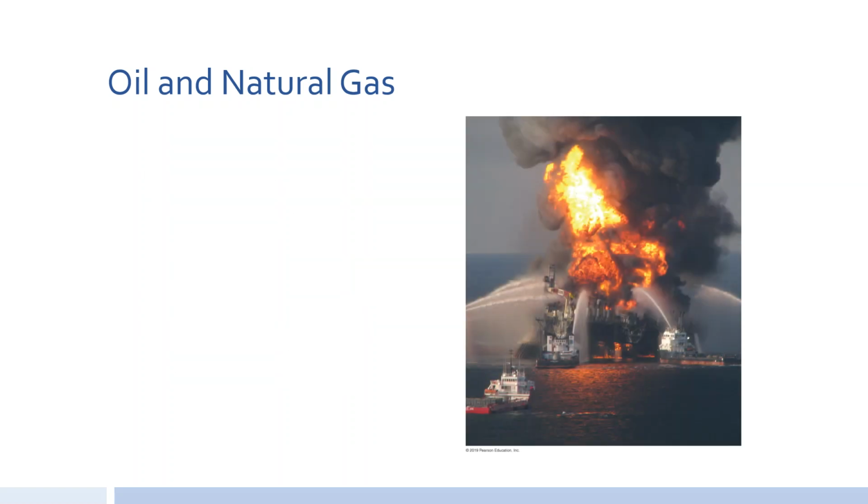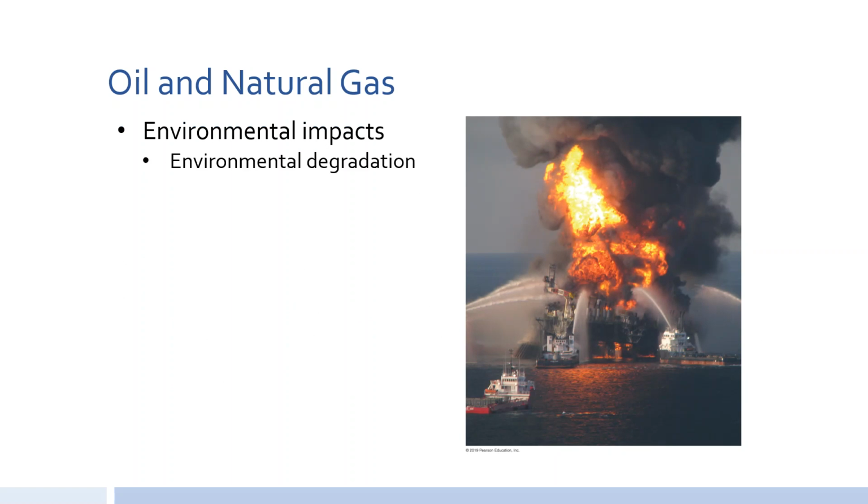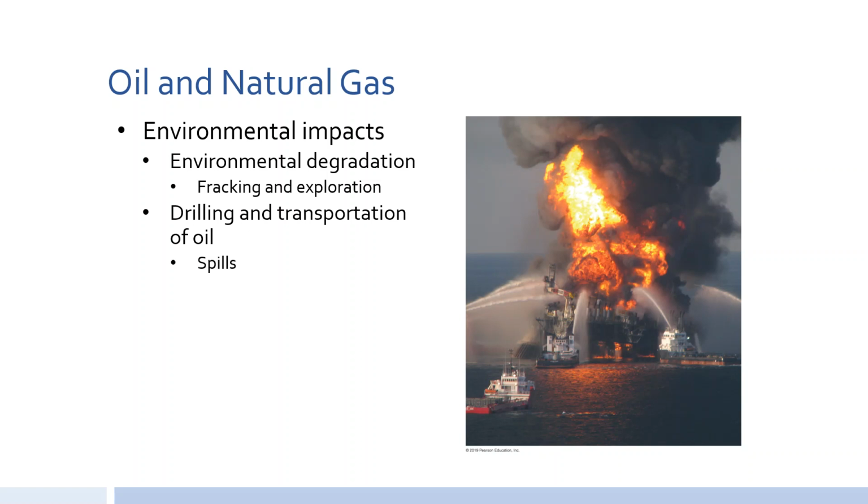So what are some of the environmental impacts of oil and natural gas? The first is obvious environmental degradation from things like hydraulic fracturing and exploration. Then there's the drilling and transportation of oil and fear of oil spills. So here is the Deepwater Horizon, which leaked oil into the Gulf of Mexico for quite some time.